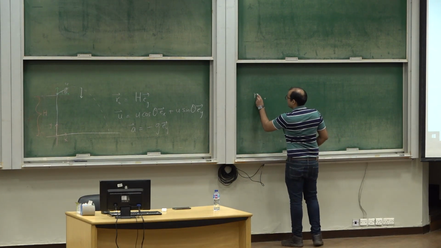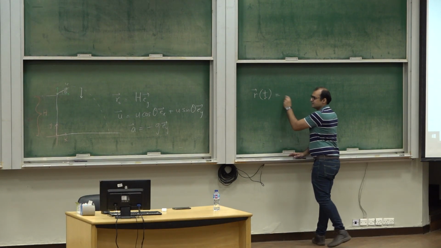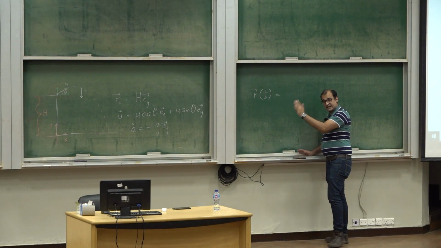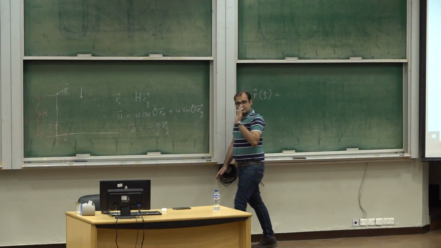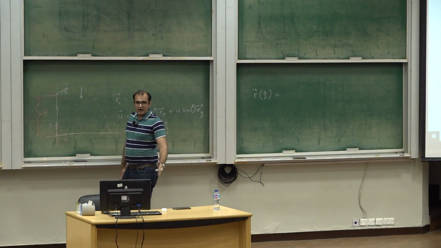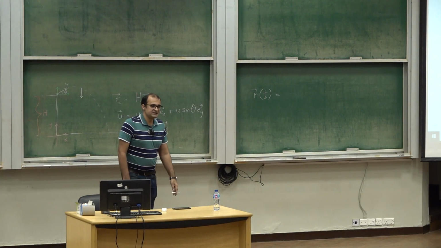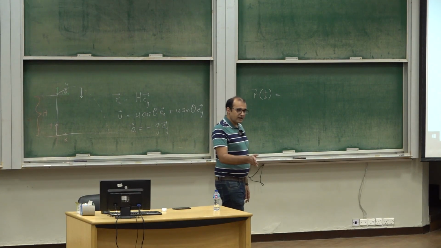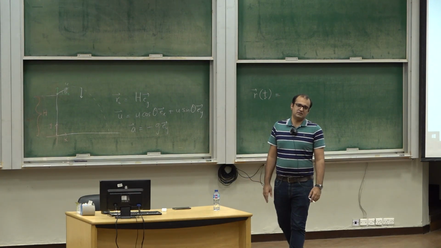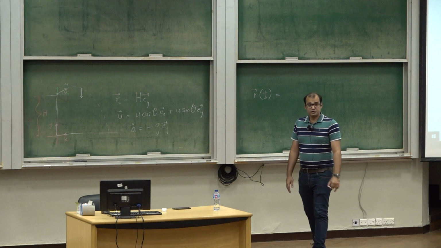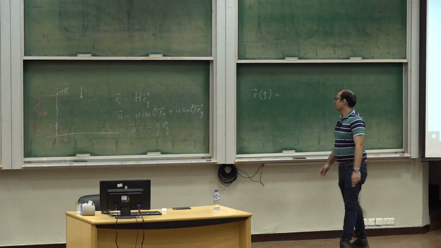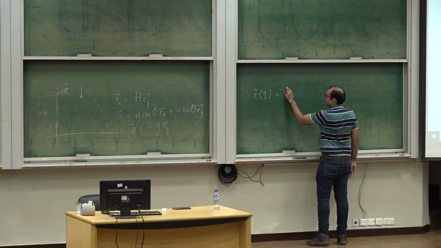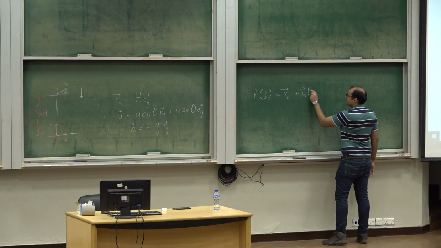So you have r of t equals, this is constant acceleration. Make sure that you apply r naught plus ut plus half at square to a case where the acceleration is constant. Make sure of that, okay? So this is equal to r naught plus ut plus half at square.